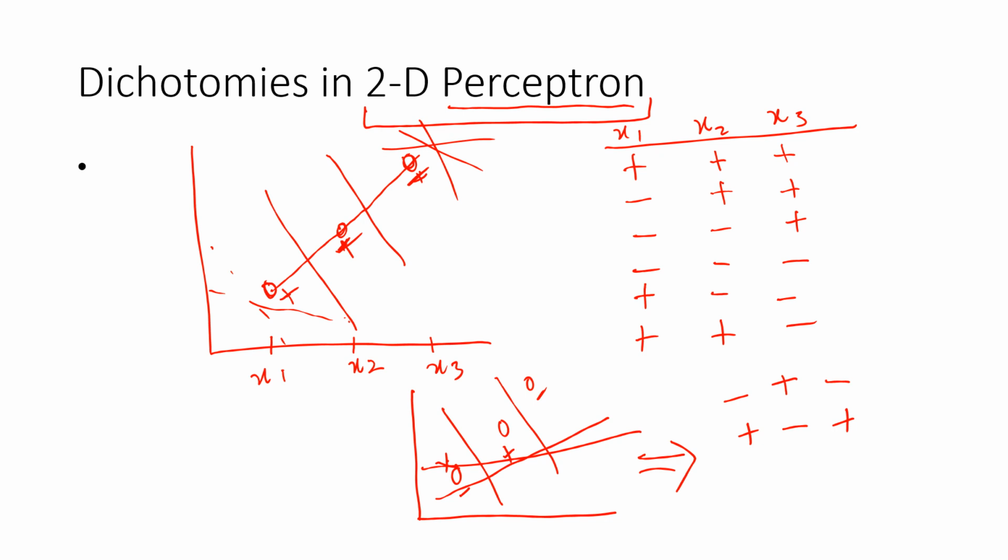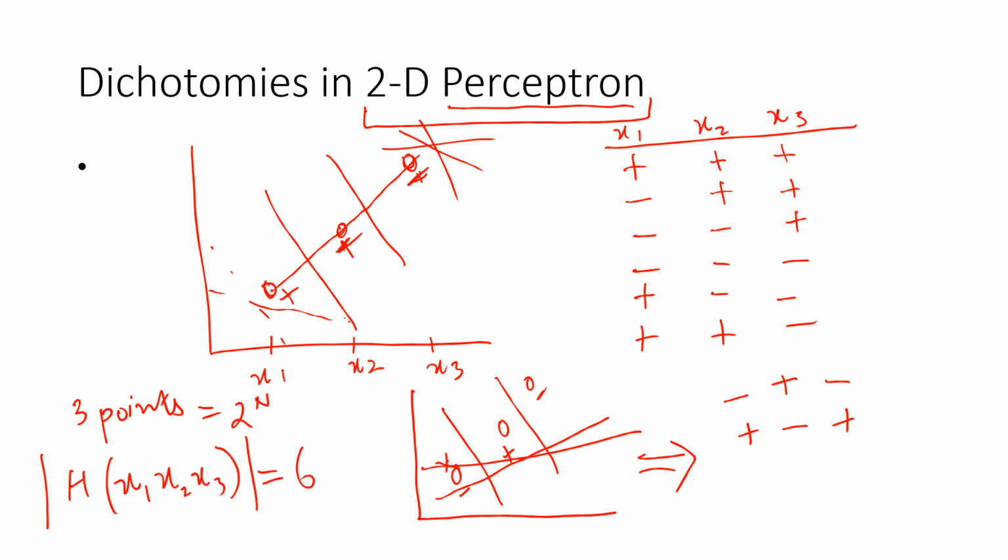There are 2 dichotomies that cannot be implemented. But if you remember, for 3 points, we figured that there were 2 to the n possibilities. But for this particular arrangement of these 3 points, x1, x2, x3, the complexity of the perceptron has come down to 6.